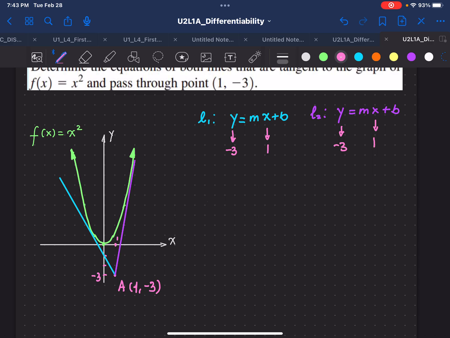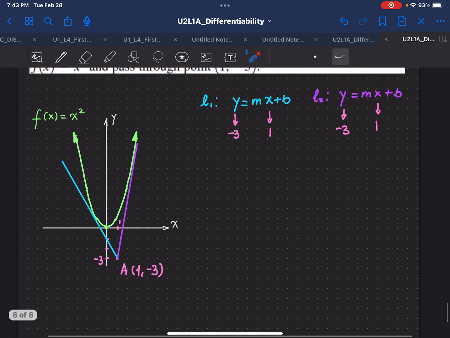Now the next thing we have to think of is the slope. Remember that the blue slope and the purple slope will be two different slopes because they're drawn at two different points on the parabola, and you can tell that their steepnesses are different. You see, this is a negative slope and this is a positive slope. Now I'm thinking, how do I usually find the slope of a tangent? What are other names for the slope of a tangent?